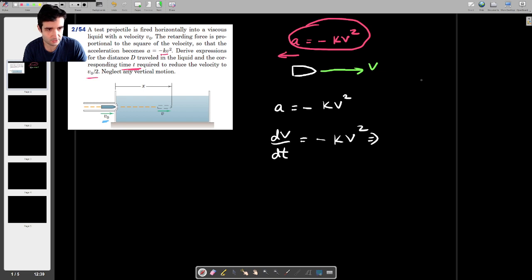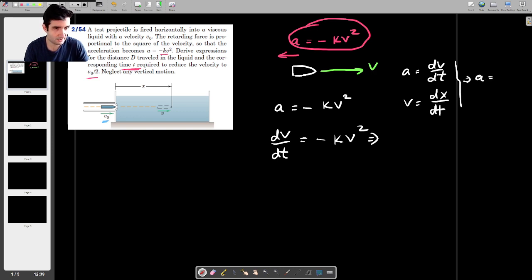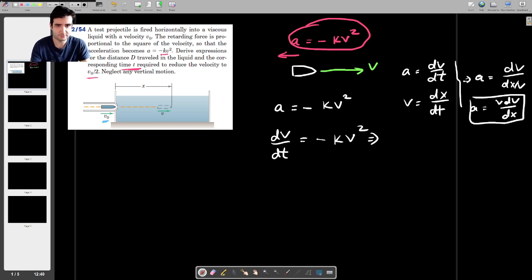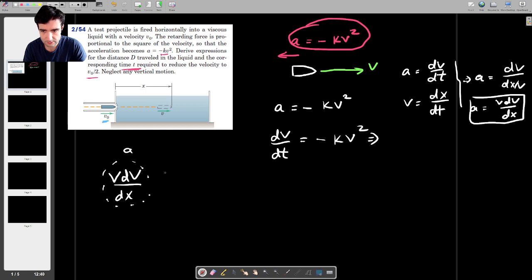So here's what we can use in that regard. We know that acceleration is dv by dt, and we also know that velocity is dx by dt. So using those two, we can write acceleration as dv by, and then instead of dt, I'll just write dx over v. So acceleration is just v dv over dx. And in this way, we get rid of time. So we have that v dv over dx, which, remember, is the acceleration, is equal to minus kv squared.